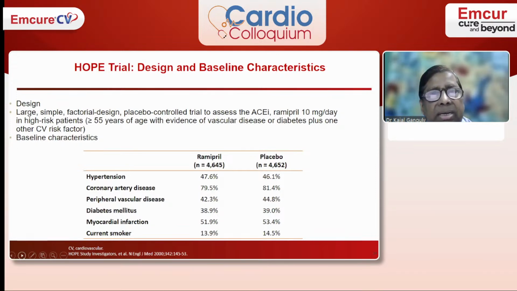So, HOPE trial design and baseline characteristics. See, with ramipril and placebo. Hypertensive patients almost the same in both groups. Coronary artery disease almost 80%. Peripheral arterial disease 40 to 45%. Diabetes mellitus 40%. Myocardial infarction around 50%. Current smoker is again 14%. Next.